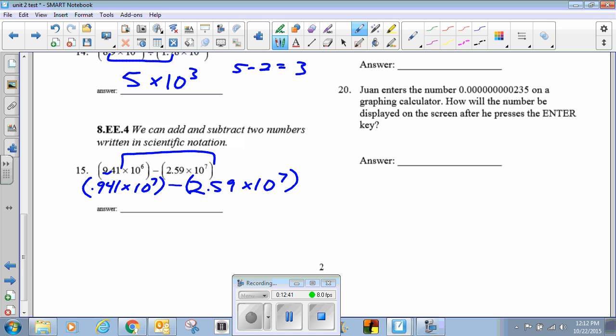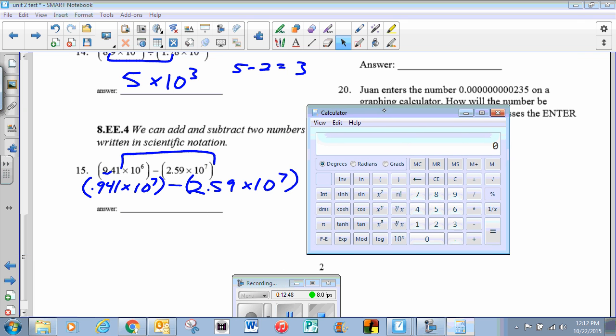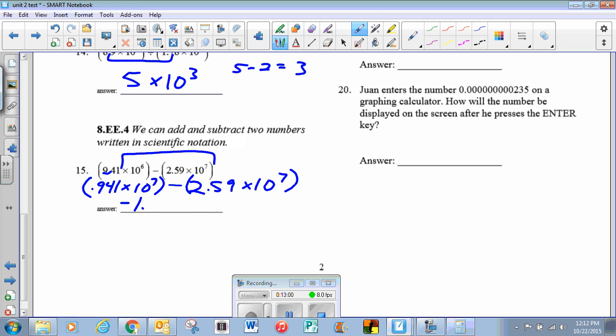What's 0.941 minus 2.59? Well, this is a good time to use a calculator. We already know how to add and subtract decimals. Let's speed it up and use our calculator. 0.941 minus 2.59. Negative 1.649. Okay, and then the power of 10 stays the same.